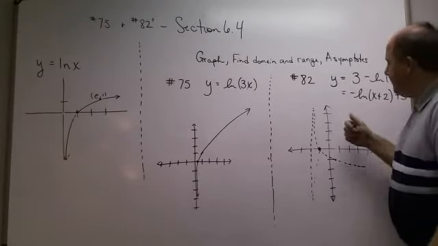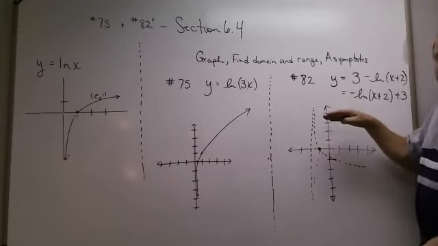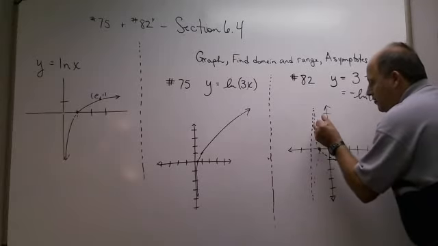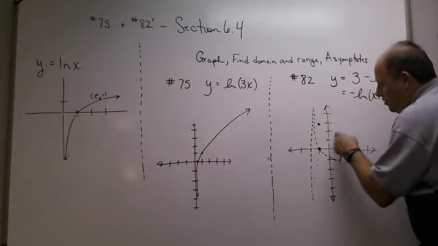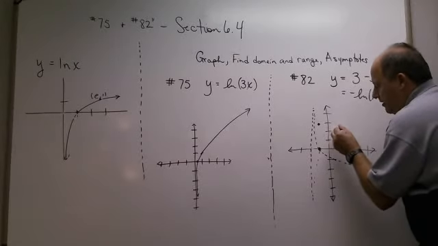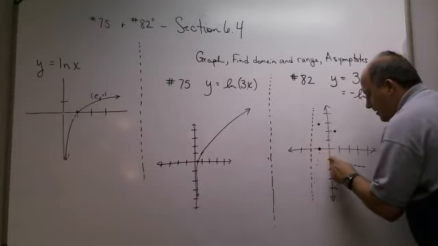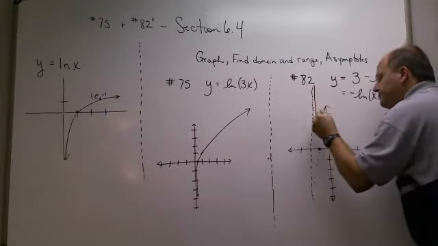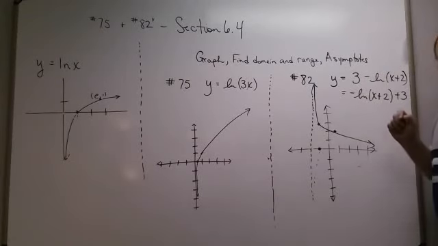And now finally, the plus 3 will move the whole graph up 3 units. So this point goes up to here. This point right here will go up 1, 2, 3 to there. And so the graph will have this shape. Okay, so it looks like that.